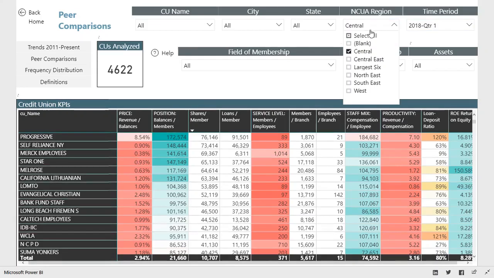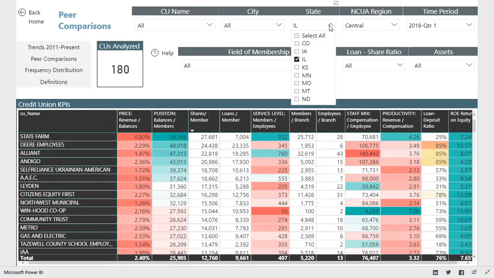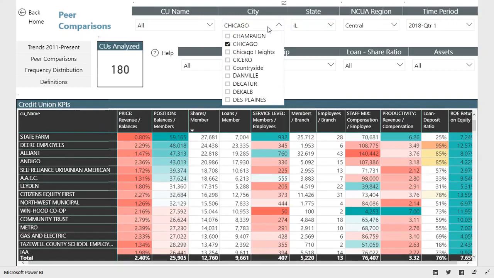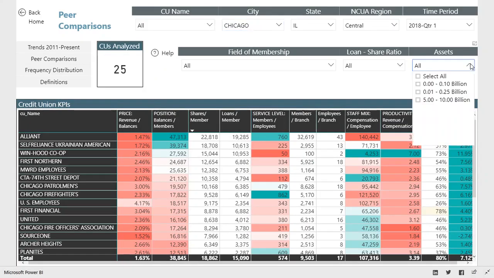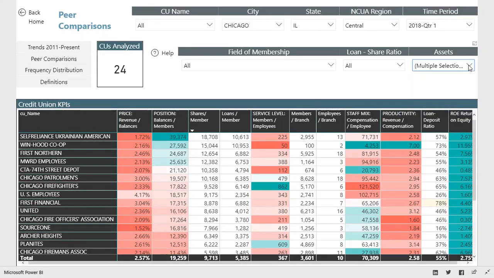For example, going to the central region, the state of Illinois, and selecting the city of Chicago is what I'm going to do here. And we have a list of the 25 credit unions in Chicago. We may choose to also filter it down by assets. And in this case, I'm going to take all of the credit unions under $250 million in assets. So there we have our 24 peers.